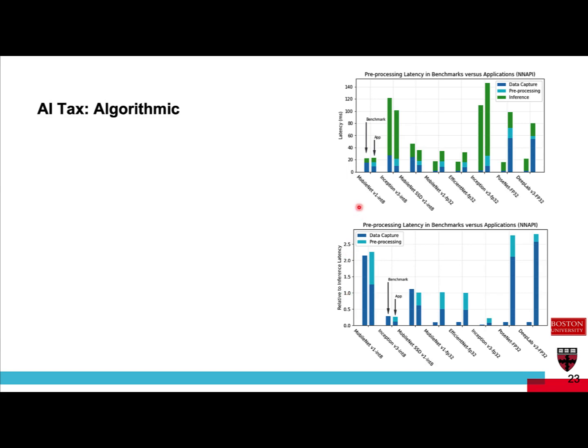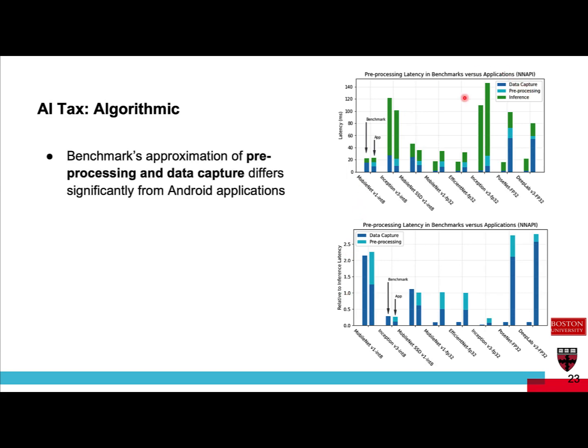Now let's try and understand where this delta is really stemming from. What we see is that there's data capture and there's pre-processing. Both of these play a very critical role. In Android applications, pre-processing and data capture is something that happens as part of the real-time pipeline. So for example, if we look at EfficientNet, and this particular bar here, which corresponds to the application, we see that the pre-processing plus the data capture is almost equivalent to the actual inference latency.